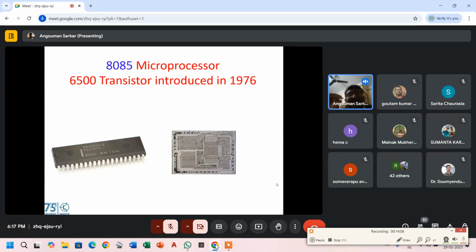Later Intel realized the 8085, a famous processor. Every day in the classroom we are dealing with it. It contains 6,500 transistors in 1976. So from 1971 to 1976, in 5 years, they went from 2,300 transistors to 6,500 transistors. They have increased the number of transistors almost three times.